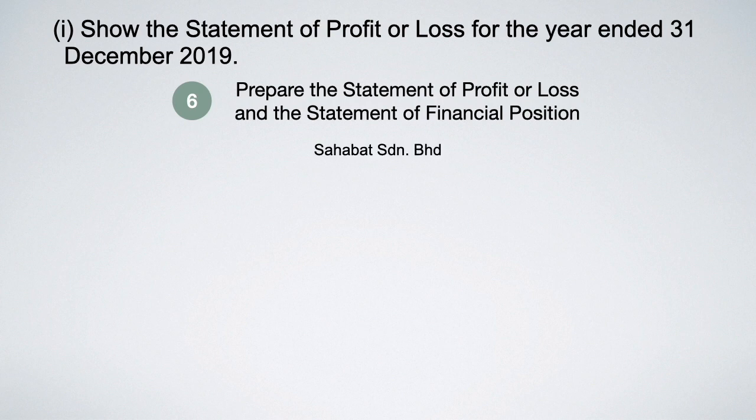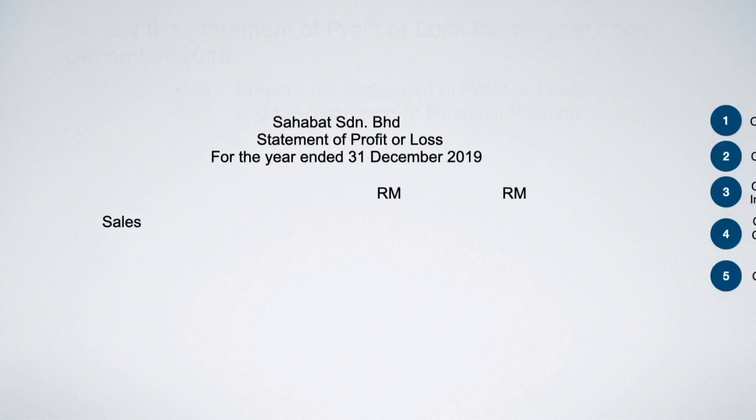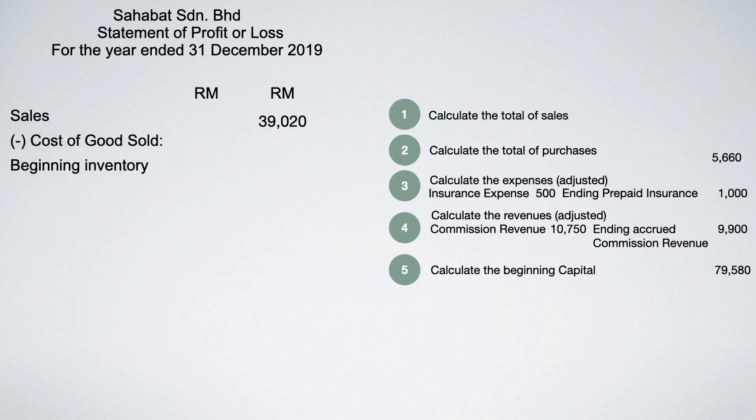Sekejap ya. First, we want to prepare the statement of profit or loss. Okay, we start with the sales. Okay, macam mana kita nak isi maklumat sales? Tadi kita dah kira kan. Okay, jadi you just masukkan saja nilai 39020. And then you minus the cost of goods sold.